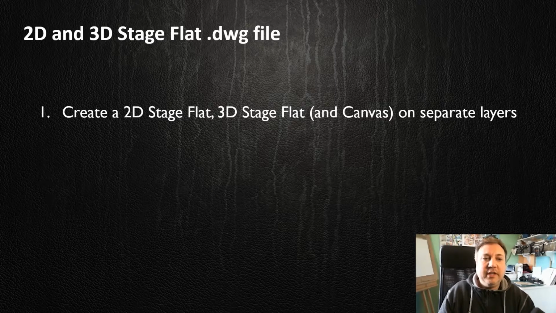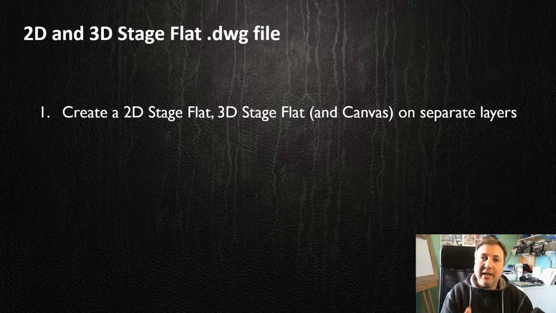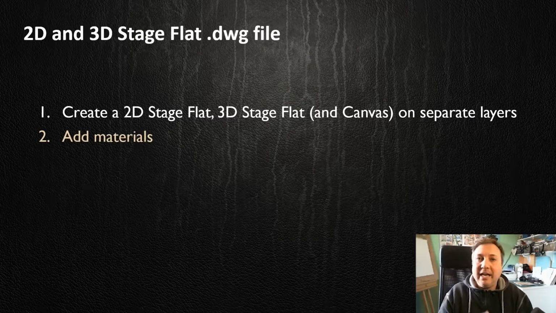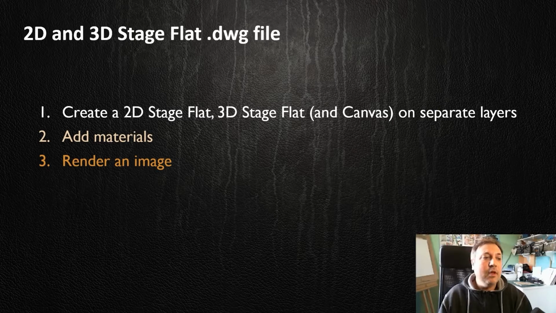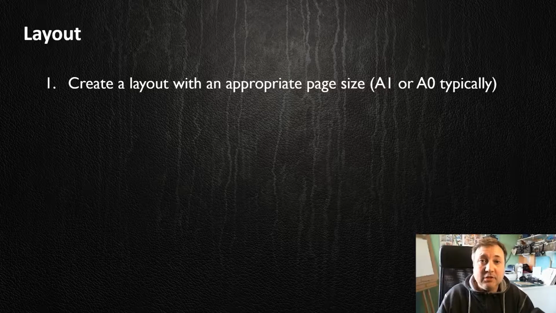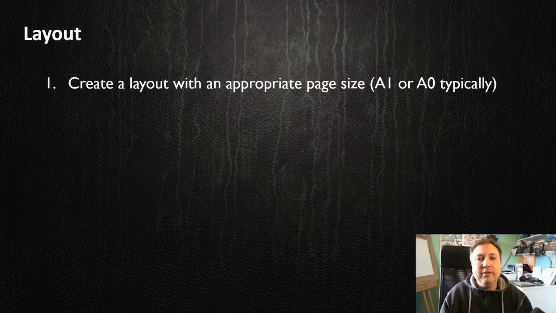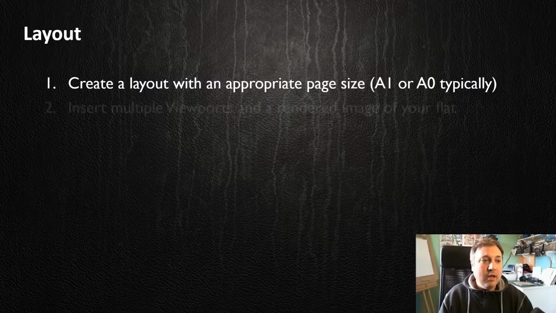So you're going to create a 2D stage flat, which we started in session 1 if you remember, and they're going to be on separate layers. And you're going to add materials if you haven't already, and you're going to render out an image. And for the layout, you're going to create a layout with an appropriate page size, and you can choose. It's normally about A1 or A0 typically, but you can choose whatever is appropriate for your drawing. Clearly, if you choose A4 and it doesn't fit on at 1:25, then we've got a problem. You need to choose an appropriate page size.